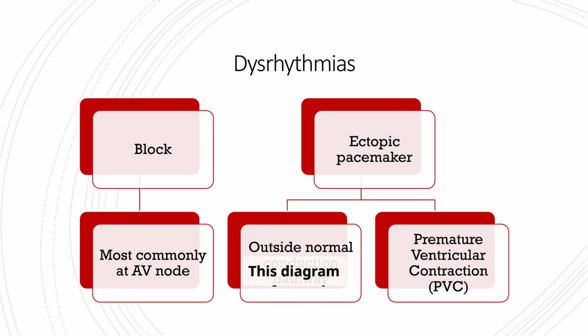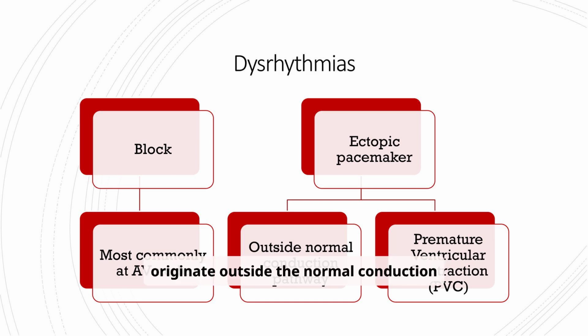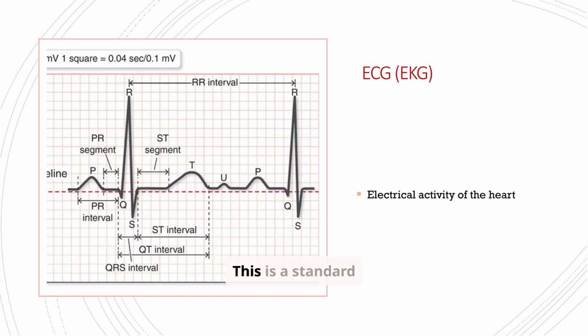This diagram categorizes dysrhythmias into blocks and ectopic pacemakers. Blocks most commonly occur at the AV node, while ectopic pacemakers originate outside the normal conduction pathway, such as in premature ventricular contractions, PVCs. This is a standard ECG diagram.